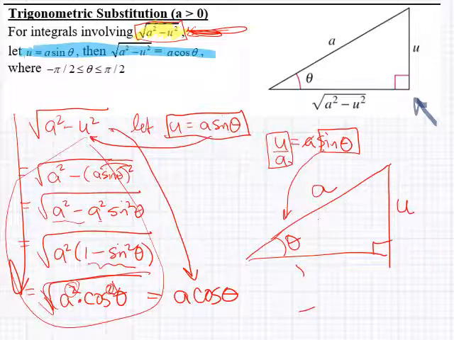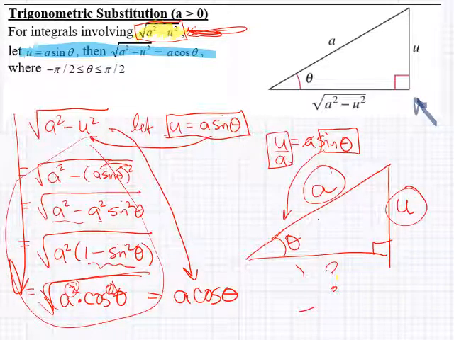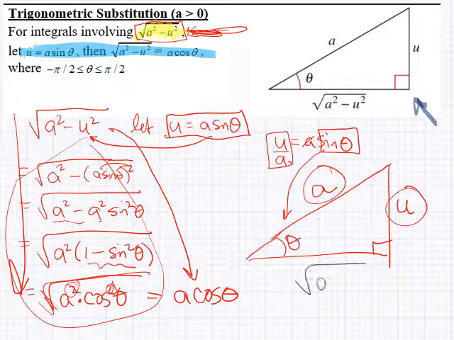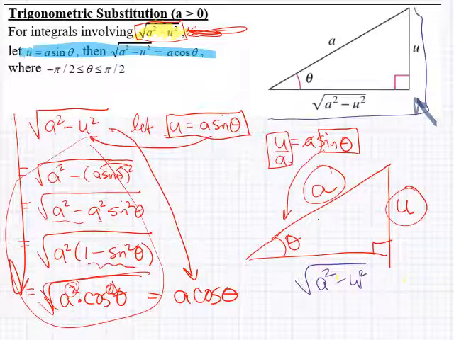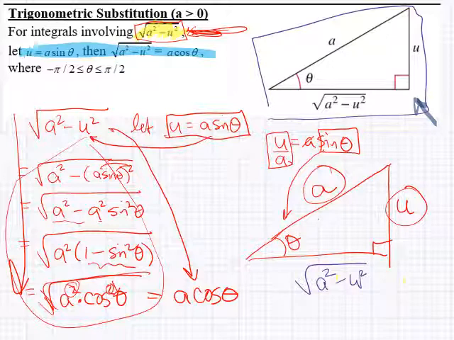Now, if I did the Pythagorean Theorem, such that this side squared plus this side squared has to equal this side squared, that would then result in this third side being equal to the square root of a squared minus u squared. And that's where you see this triangle sitting right here is what I just drew. So this triangle is the geometric representation of this substitution. Now, where does the cosine piece come into play?